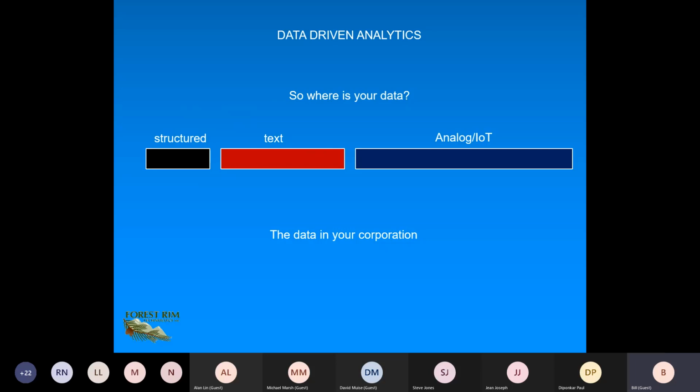I want to put a simple little diagram in front of you. If you go into corporations, you find out that there are really three kinds of data in the corporation. There's structured data, there's textual data, and there's analog or IoT data, Internet of Things data. So let's talk about each one of these types of data.